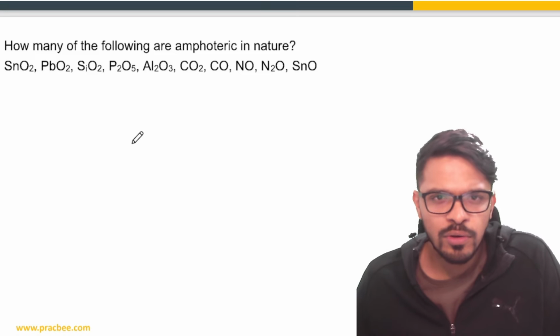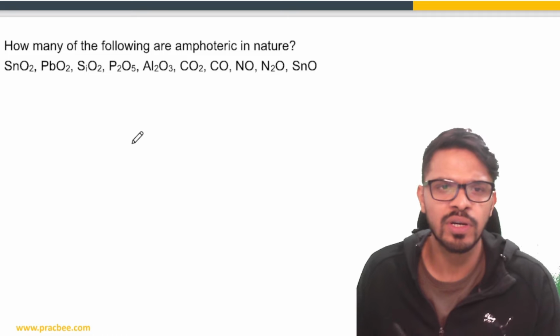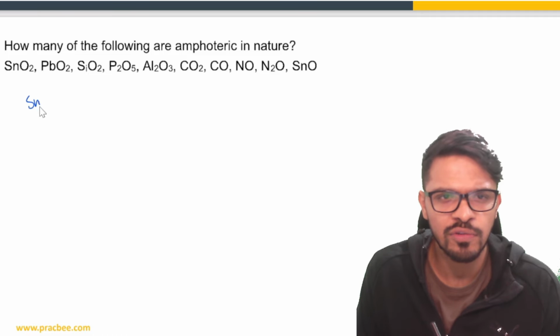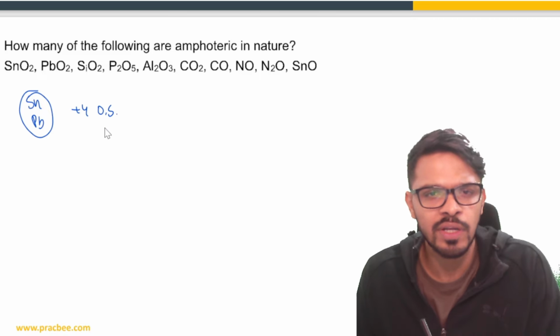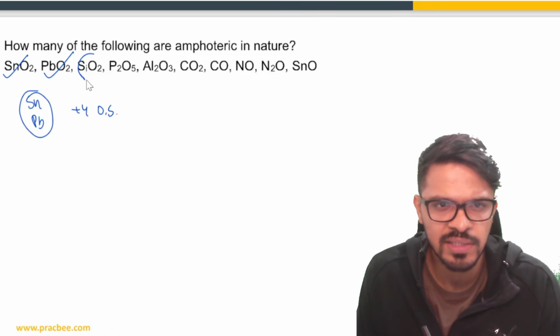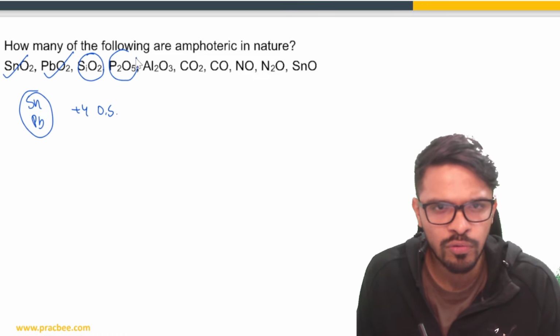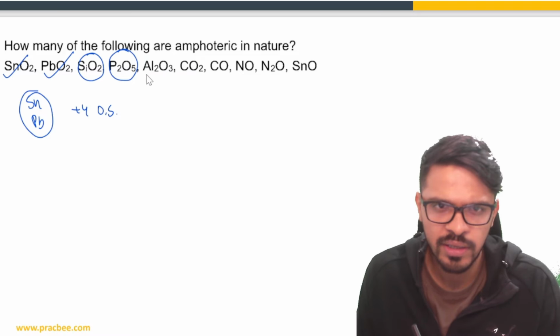Again, a very simple question. They are asking which are amphoteric in nature. So amphoteric are basically the oxides of Sn and Pb in all oxidation states, and generally +4 oxidation states of d-block metals. So this is amphoteric, this is amphoteric, SiO2 is acidic, P2O5 is acidic, Al2O3 is amphoteric, right?